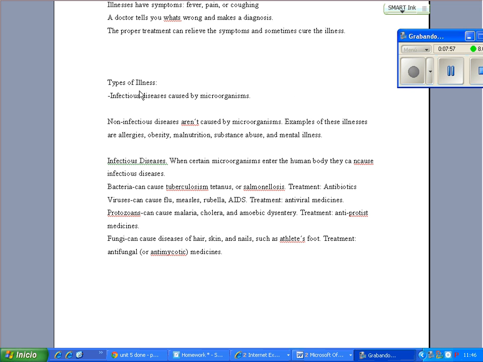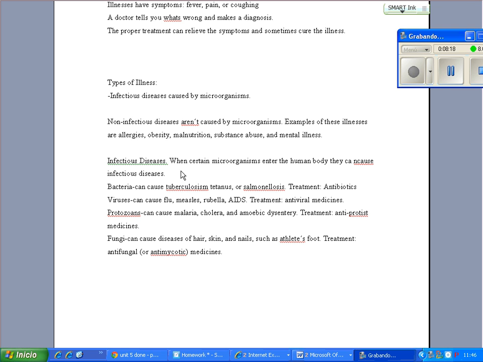Types of illnesses. Infectious diseases are caused by microorganisms. Non-infectious diseases aren't caused by microorganisms. Examples of these illnesses are allergies, obesity, malnutrition, substance abuse, and mental illness.